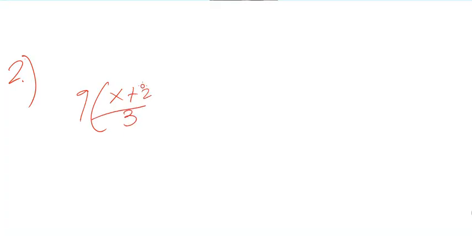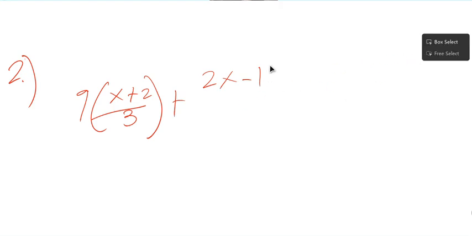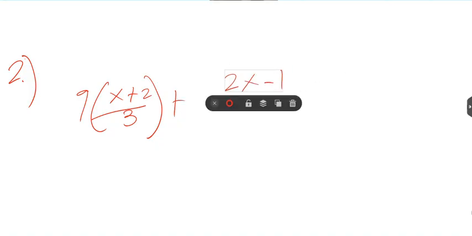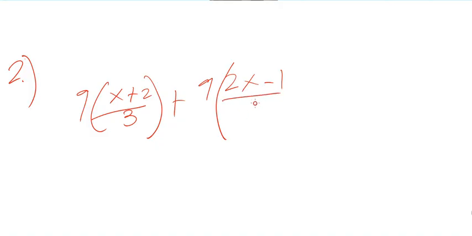Now, let's solve that. We're going to multiply that one by 9. So here is 9 times x plus 2 over 3. Now, the other one would be plus 2x minus 1. Remember, we're going to multiply that one by 9 also. And it equals 9 times 0.